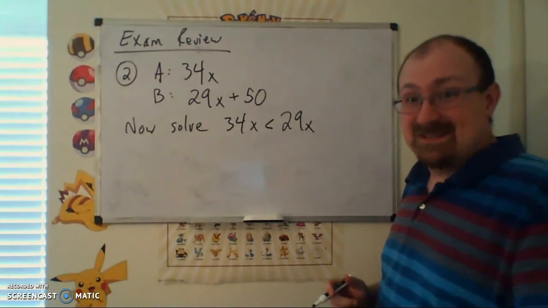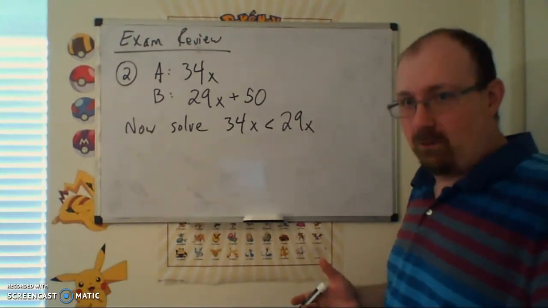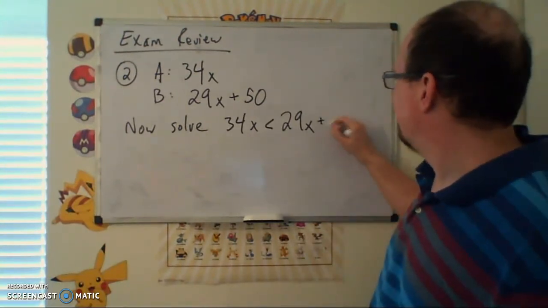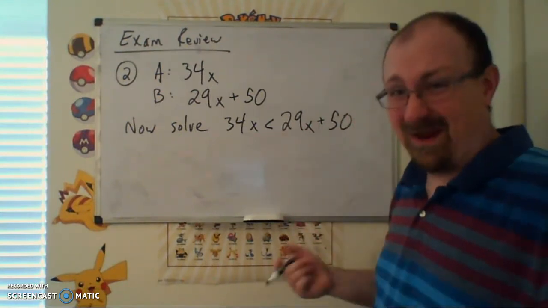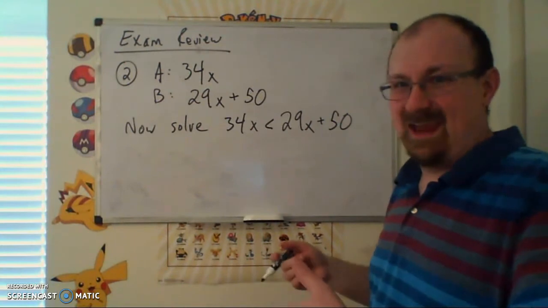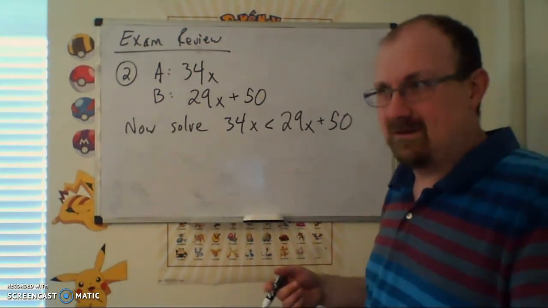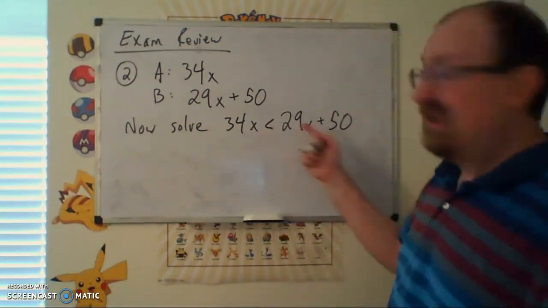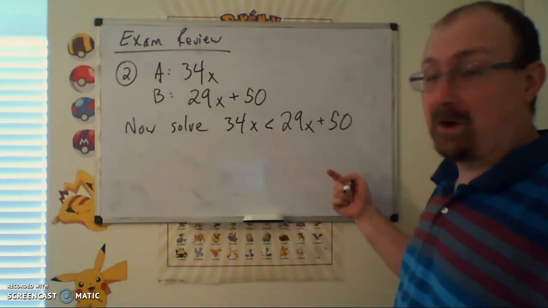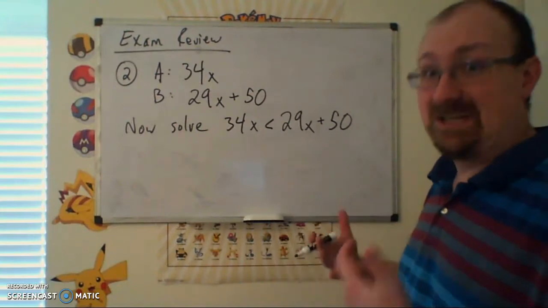So cheaper in this instance means we don't want them to be equal to each other. I've noticed when we did this kind of thing back at the beginning of the semester, a lot of folks would just write this as an equation, and then they just say x equals a number at the end, and that's not really an accurate representation of what's going on here. Inequality does the job better because we want A to be strictly cheaper.